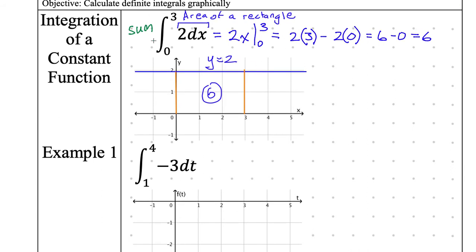And before I talk about the d of x and where this area actually comes from, I also want to point out that this was a positive 6. You can get a negative area. It's a positive 6, because it's above the x-axis.